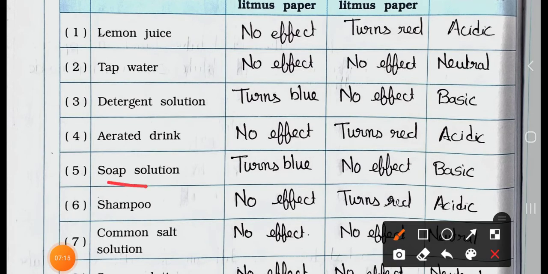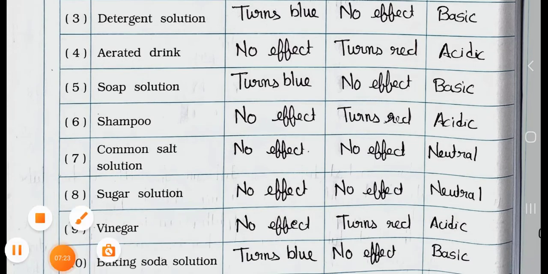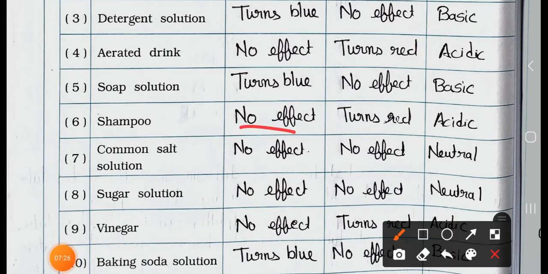Soap solution: red litmus paper turns blue and no effect on blue litmus paper, so it's basic. Now shampoo: no effect on red litmus paper and blue litmus paper turns red, so it's acidic. Now common salt solution: no effect on red litmus paper, no effect on blue litmus paper, so it's neutral.